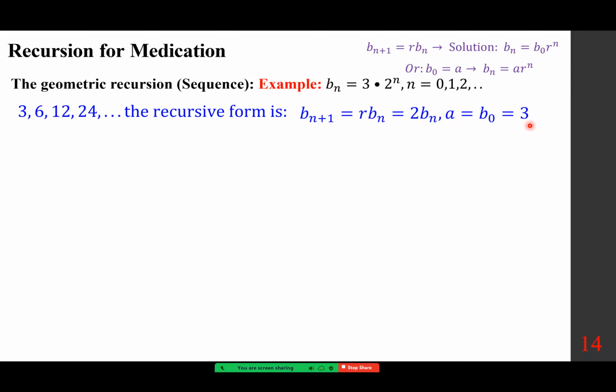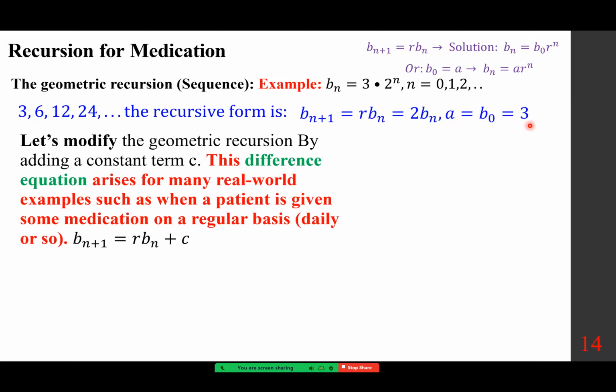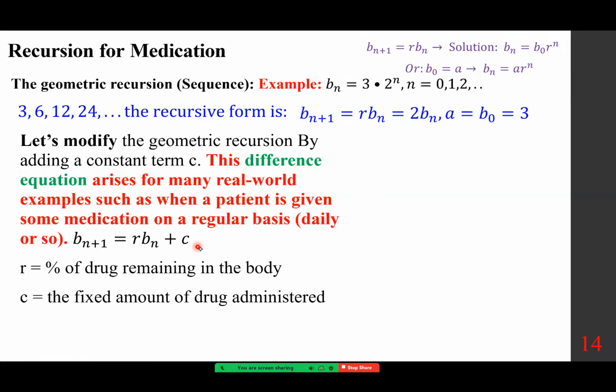If we modify this by adding a constant c, this difference equation arises for many real-world examples, such as when a patient is given some medication on a regular basis, and we have b sub n plus 1 is r b sub n plus c. So we just add a constant to that. Now it's important to understand r is the percent of the drug that remains in the body, and c is a constant. This is the portion that remains after a specific time step.